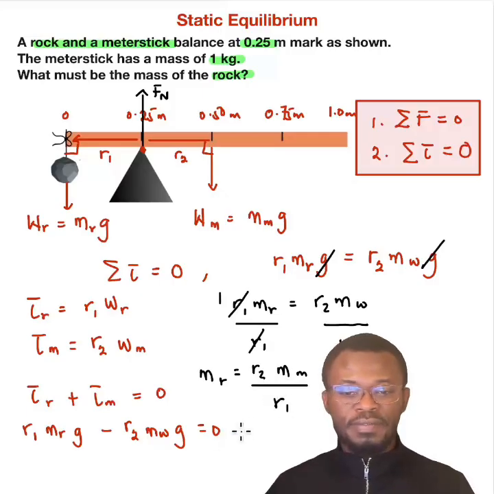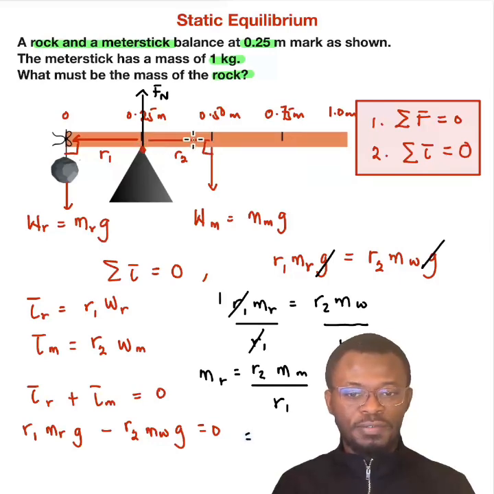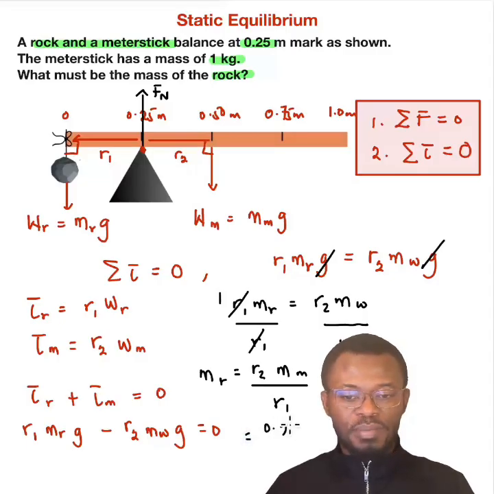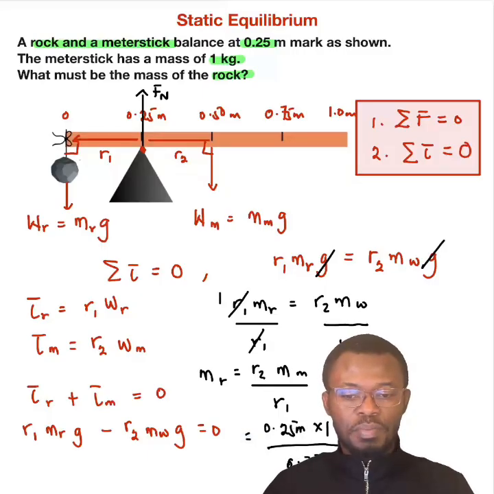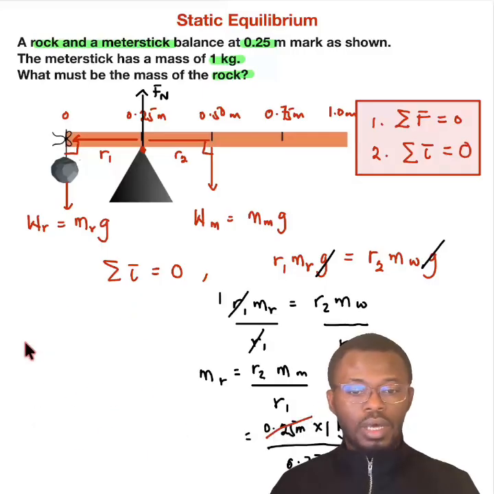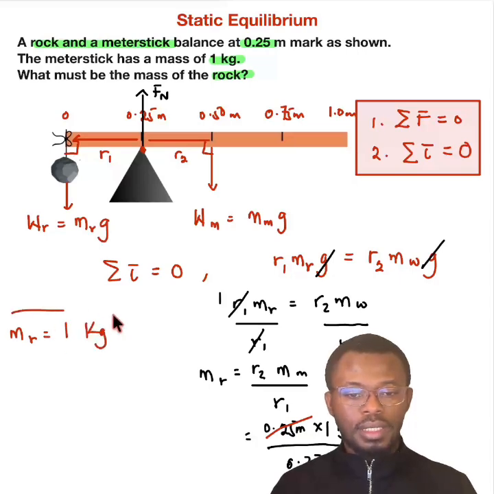And if we plug in these values, R2 from the pivot is just 25 centimeters, which is 0.25 meters. So 0.25 meters times the mass of the meter stick, which is 1 kilogram, and then divided by R1. R1 from the pivot is also 0.25 meters. This 0.25 meters cancels this 0.25 meters, and we are left with the mass of the rock equal to 1 kilogram. And this is our answer.